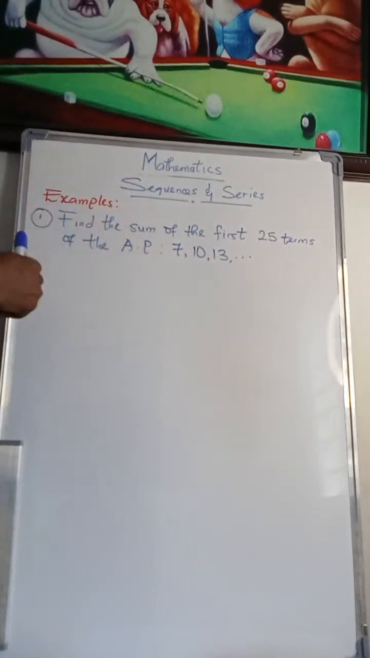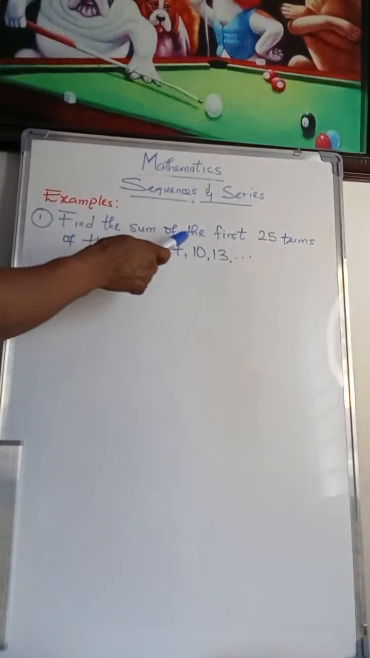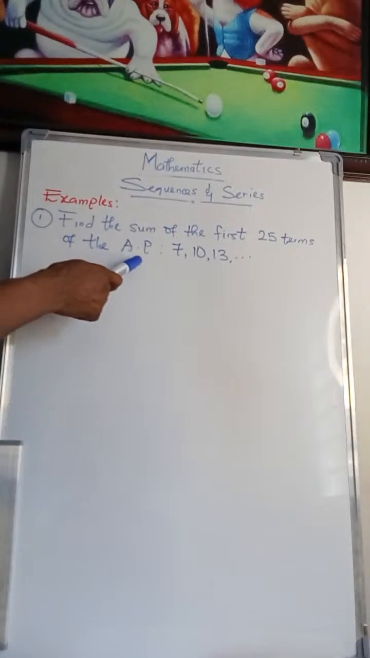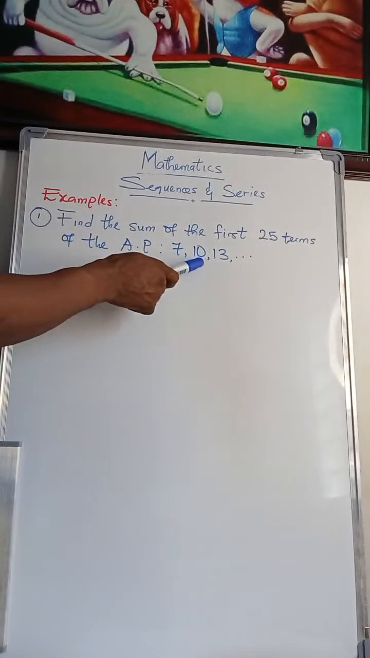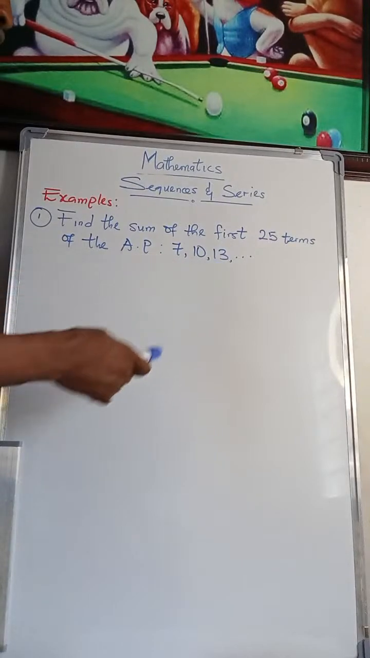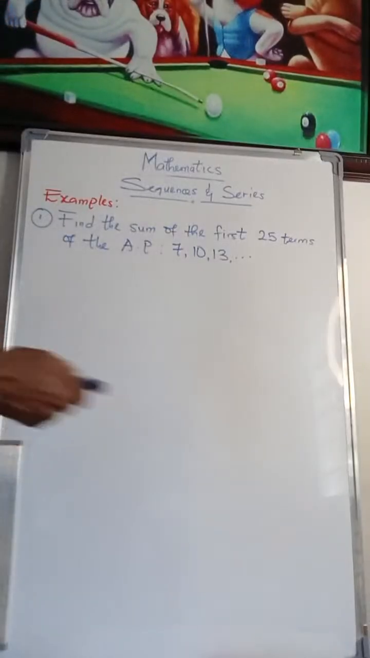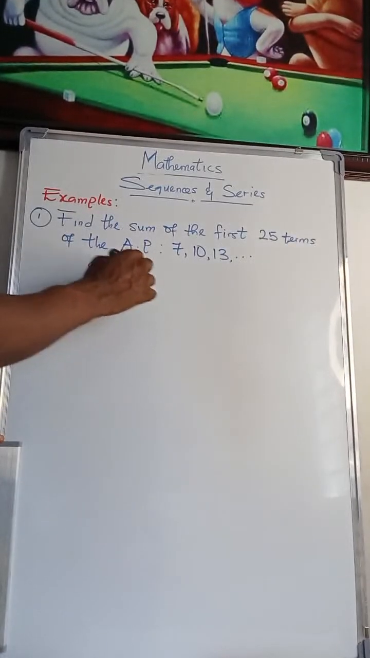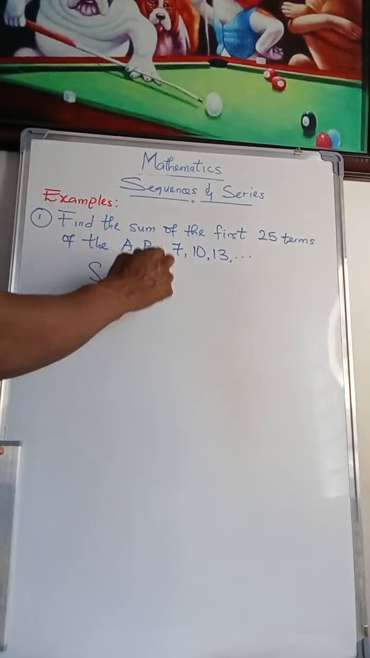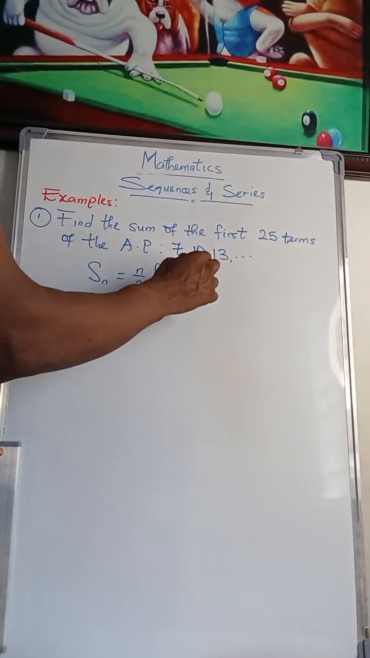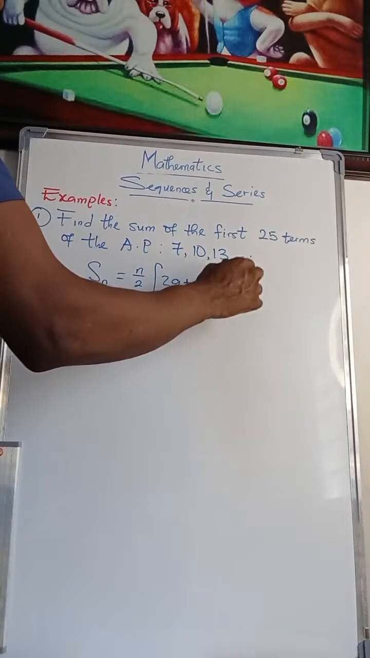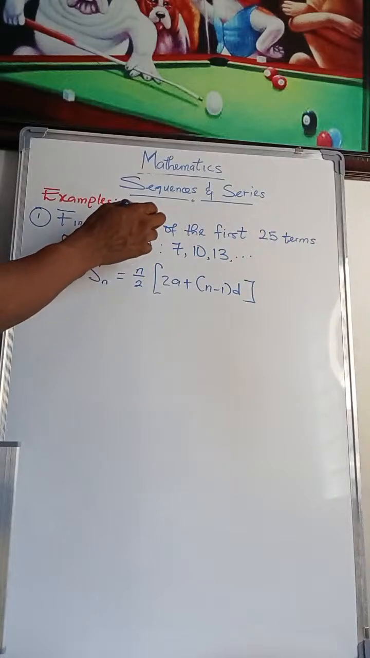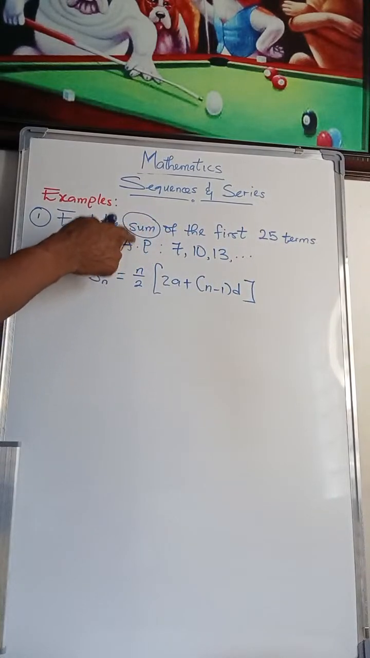The question says, find the sum of the first 25 terms of the arithmetic progression 7, 10, 13. Okay, so now the formula for the sum that I gave us in our previous live class is n over 2, open bracket 2a plus n minus 1, then d. This is the formula we use to find the sum of an AP.